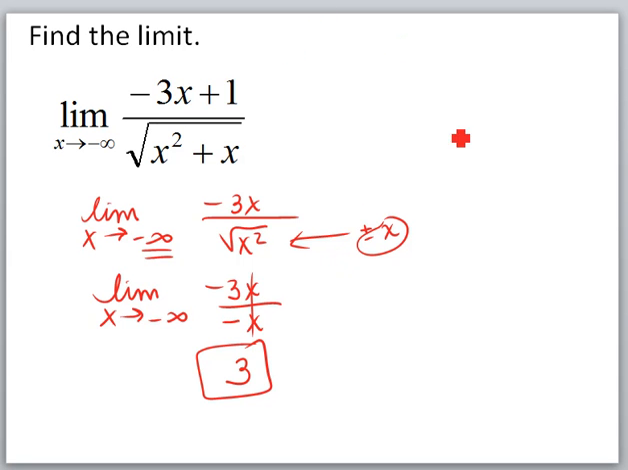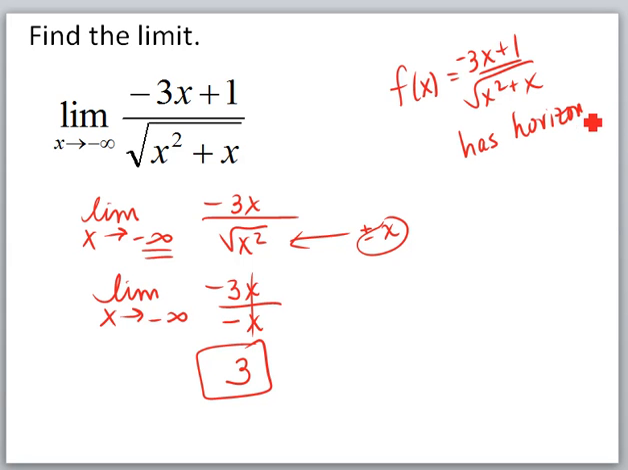So in essence, what I'm telling you on this last problem is that the function negative 3x plus 1 over the square root of x squared plus x has horizontal asymptotes y equals 3 and y equals negative 3. So when we start getting into more of these and finding horizontal asymptotes, I wanted you to know that the square root ones will typically have a positive number and a negative number that goes with it.